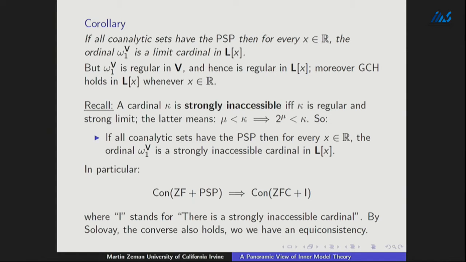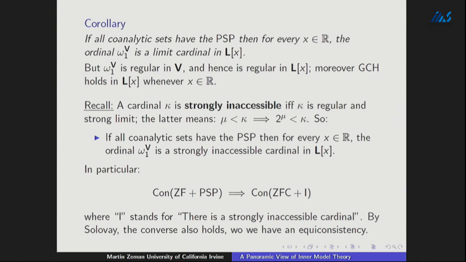But omega 1 is regular, so actually omega 1 of V will be inaccessible. So you are using L to prove a statement where L is not mentioned any longer. If you have the perfect set property, then you have the consistency of an inaccessible cardinal. And I guess everyone knows that the converse was proved by Solovay.